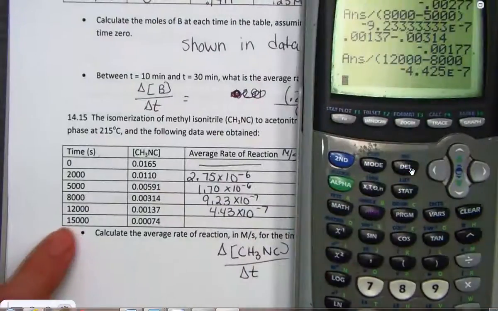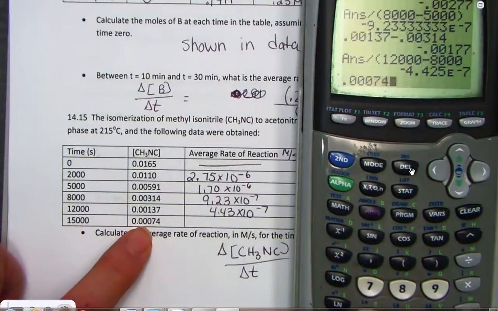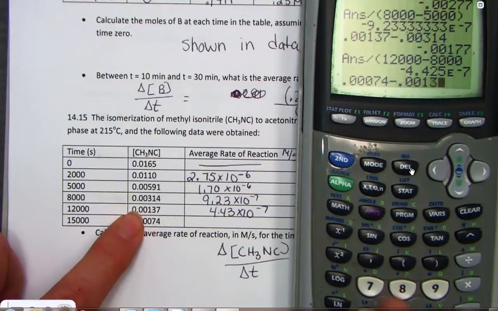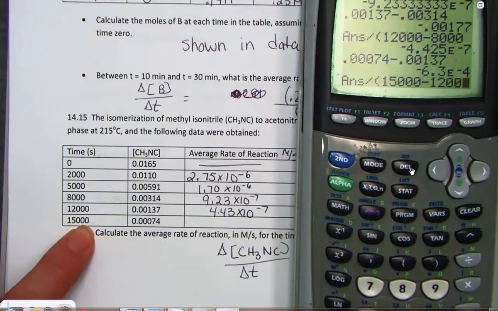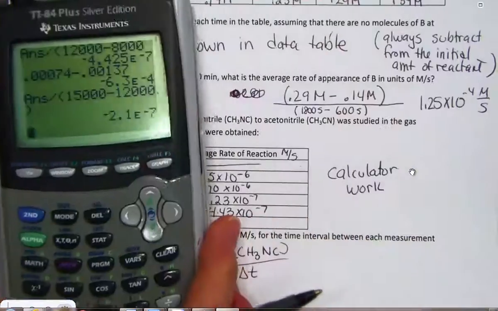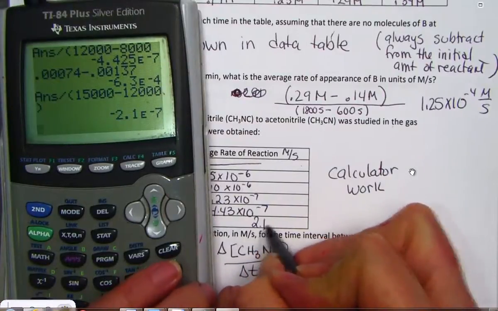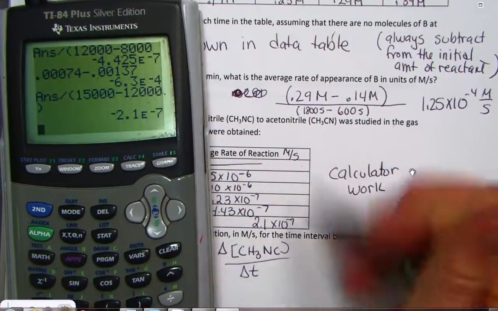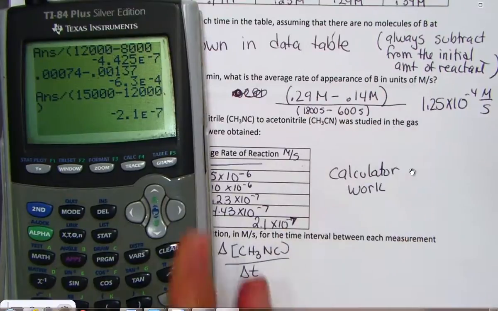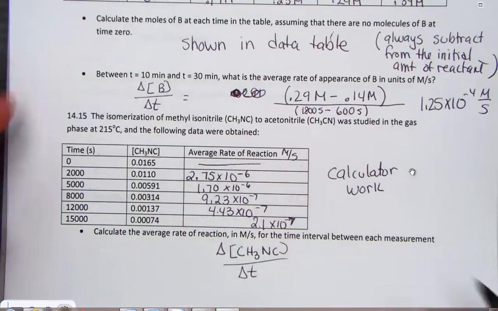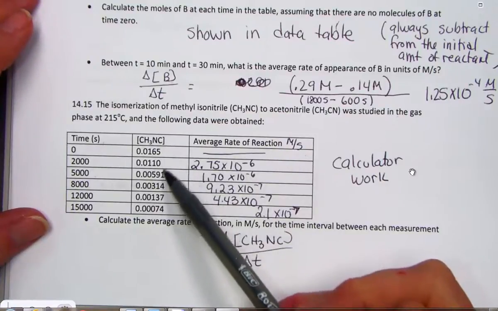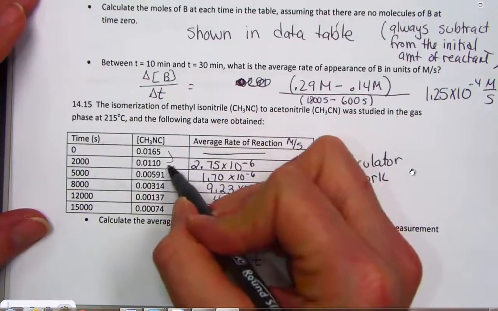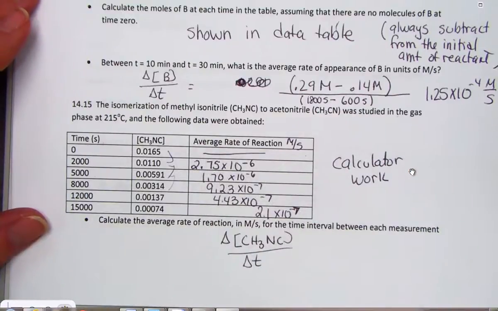And one more will fill out our chart. 0.00074 minus 0.00137 divided by the time interval of 15,000 minus 12,000. And that interval, 2.1 times 10 to the negative 7th. Every unit here is a molarity per second. So calculating an average rate over a time interval, we go to the previous line. We just compare one interval to the next interval. Ready?